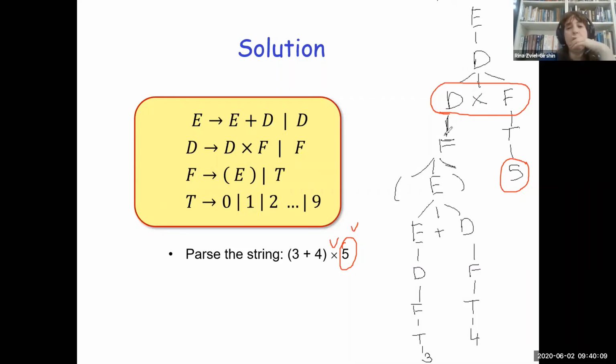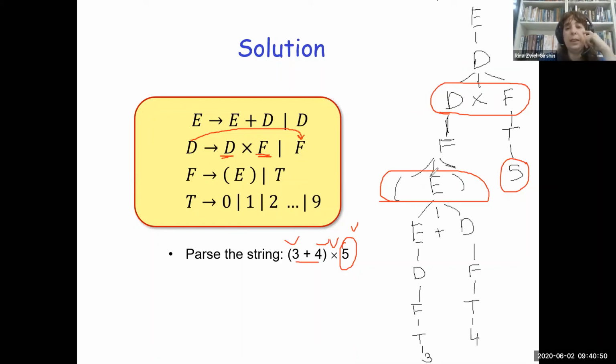Then I will go to D, and I said that I can add brackets to F. But I can move from D to F by using this rule. D derives F. And now, if I have F, I can use the rule E in brackets, where brackets are terminal symbols. So we finish derivation. And then I have to continue with E. So now I have also brackets added. And now I have only 3 plus 4 to derive.